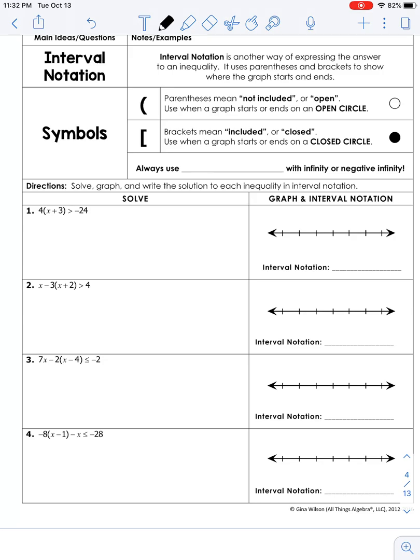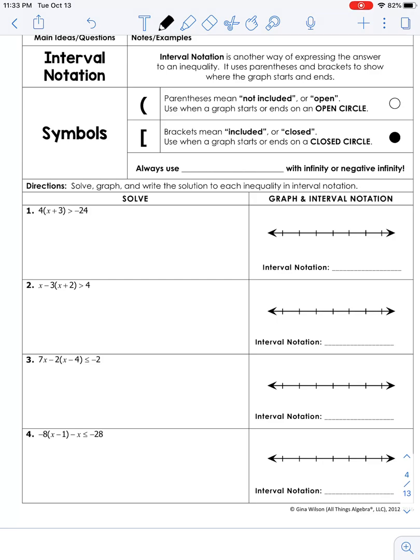All right. Parentheses, now this is a little bit more in detail. Parentheses mean not included or open, meaning whatever number that open circle is on is not actually part of what's shaded in. Okay? So like if an open circle is on 2 and then you shade to the right, well, everything to the right is included, but the 2 is not, because it's an open circle at 2.